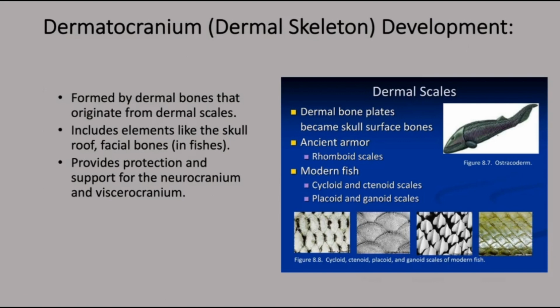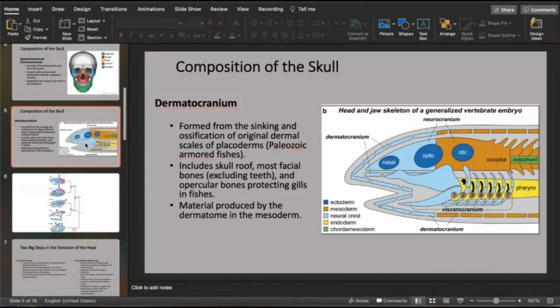So the dermatocranium basically protects the skull, the brain, so it makes up the skull roof, and then it also protects the face area, so it makes up the facial bones. And it provides protection and support for the neurocranium and the visceracranium. Okay, so when you're talking about the dermatocranium, just remember the picture here. The dermatocranium was the largest structure within the fish, and it's basically all protecting the neurocranium as well as the visceracranium because it comes before it.